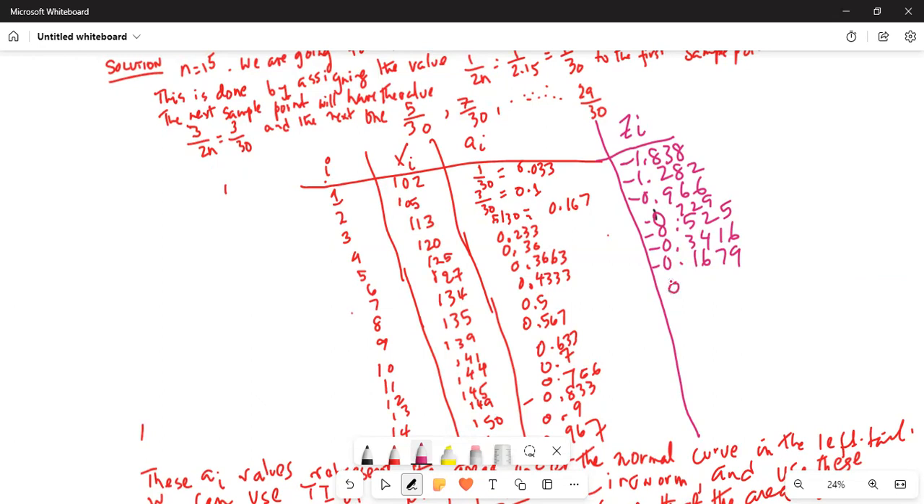That means area in the left tail is the area of the left half. So the z-score will automatically be 0 at the center. Then we are on the right portion, and so we have positive values of z.